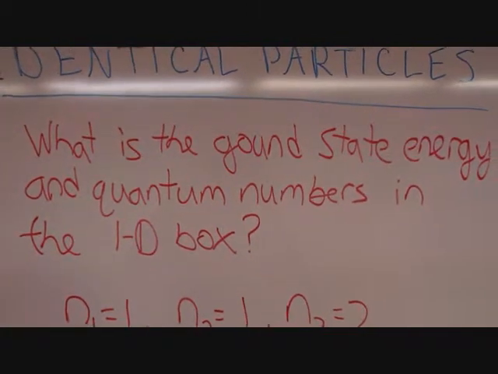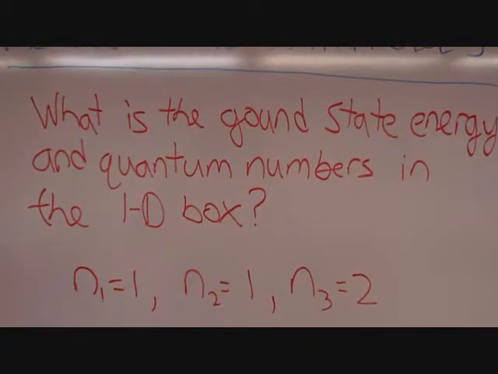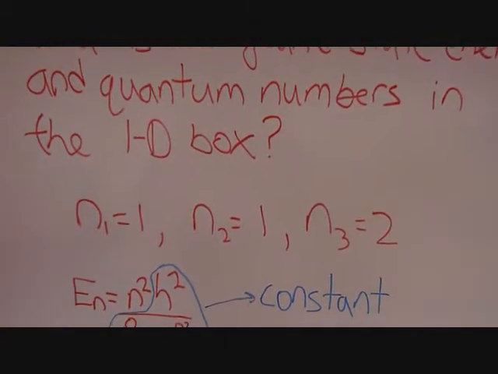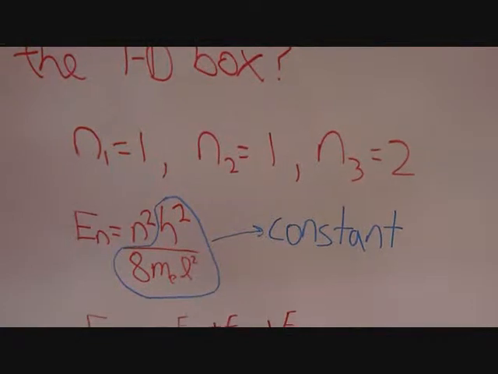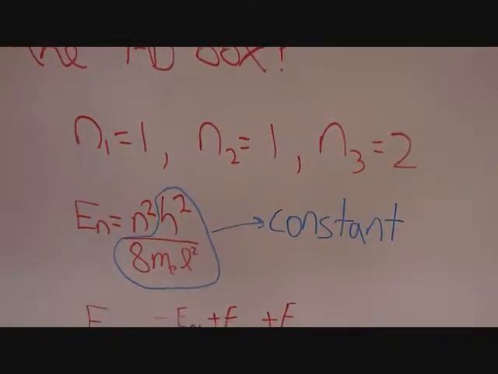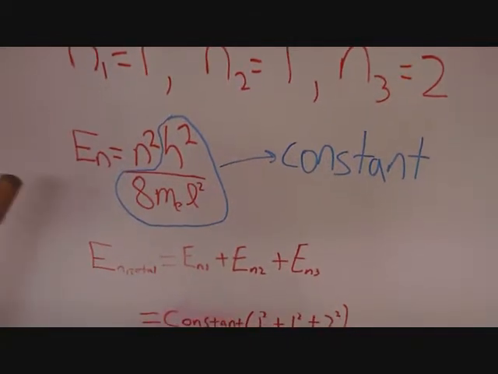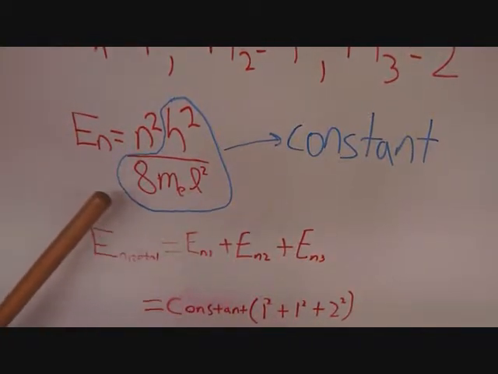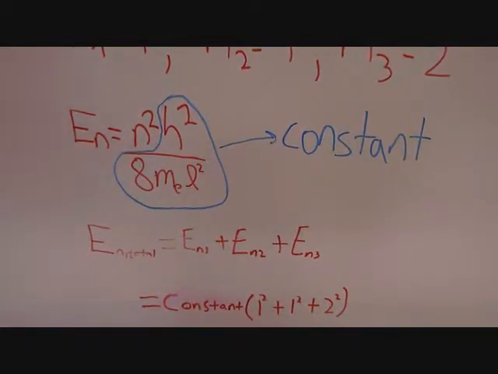The next question we investigated was, what is the ground state energy in quantum numbers in the 1D box for a 3-electron system? First, we defined the ground state principal quantum numbers for the 3 electrons. N1 equals 1, N2 equals 1, and N3 equals 2. Then we showed the energy function for the electron. Notice the terms surrounded in blue we're factoring out as a constant and dealing with just the principal quantum number.